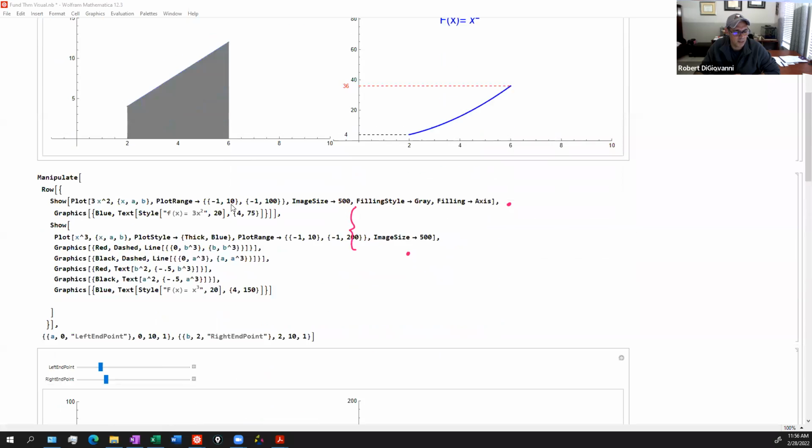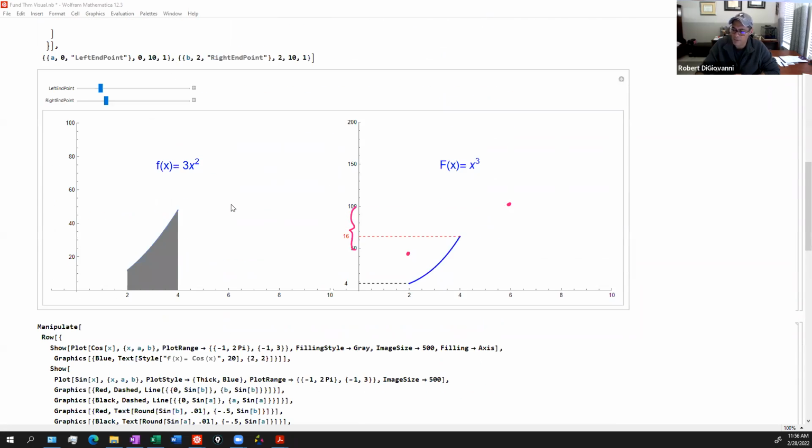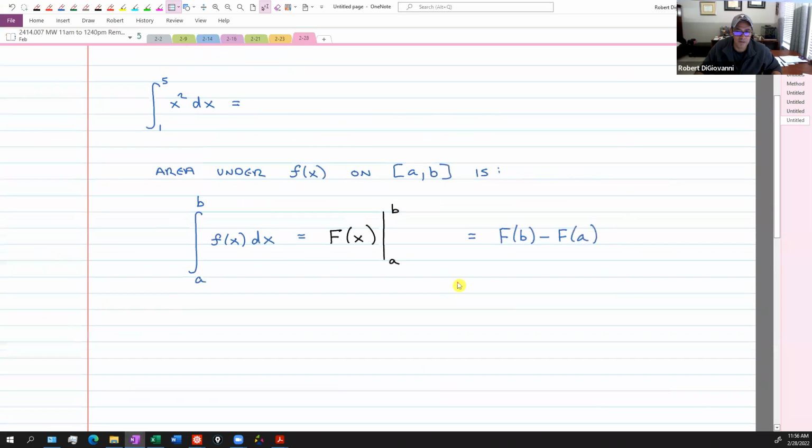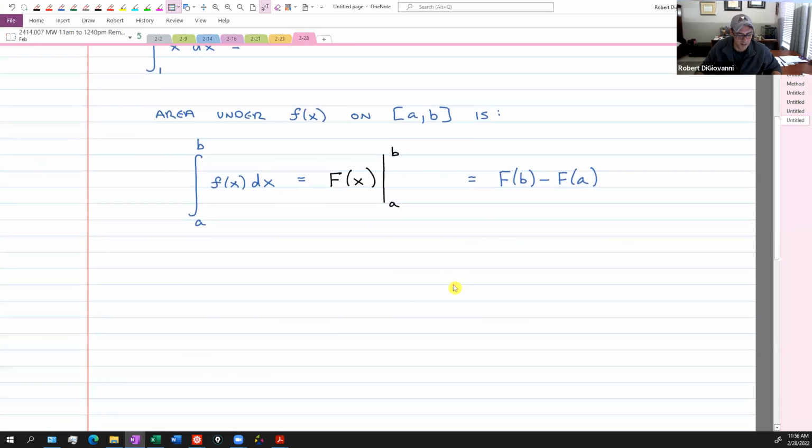It's pretty crazy. Look at this one, there's a different example. If I want to know the area underneath 3x squared between 2 and 4, then what I do is I look at the graph of x cubed, and I take the difference between the two y coordinates here, and that will correspond to that area. Pretty awesome. Again, we're not proving it, okay? We're just going to take it on faith.